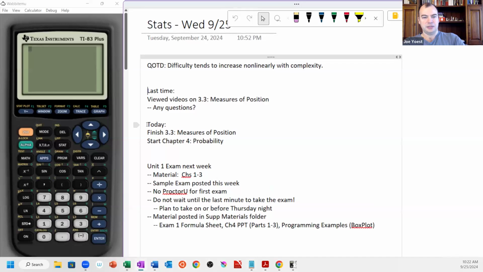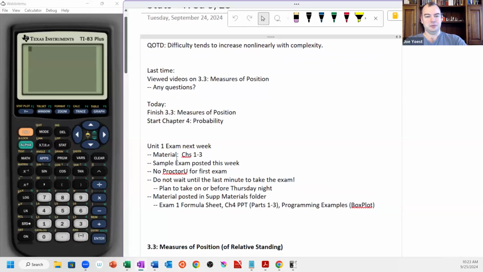Okay, so the plan for today is to finish the last little bit of 3-3 measures of position and start chapter 4 probability, but we have a lot of additional administrative things to chat about really quickly here.